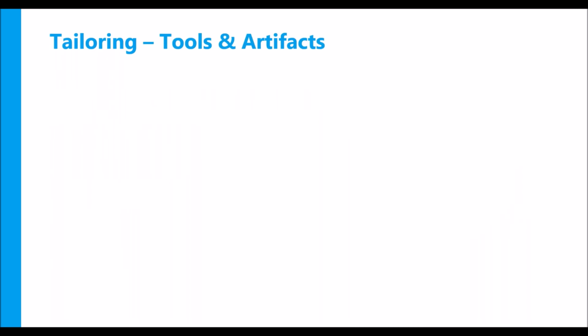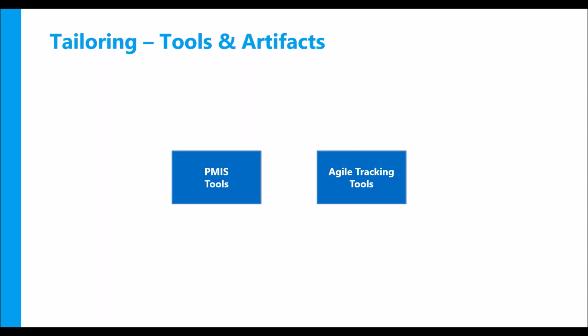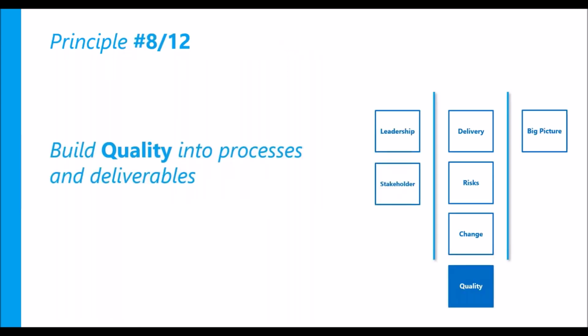So what are the tools and artifacts that can help you, right? Your project management information system, whichever is in the organization, you will use that to customize your process, and then your agile tracking tools for your agile projects. This is a simple principle.